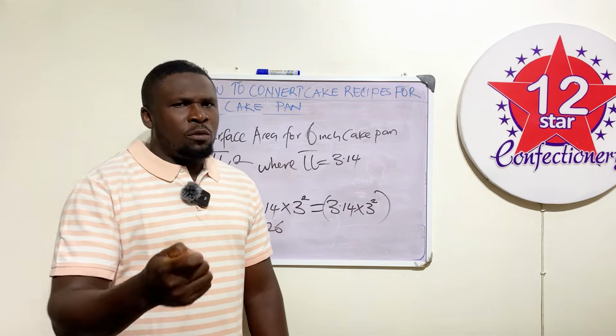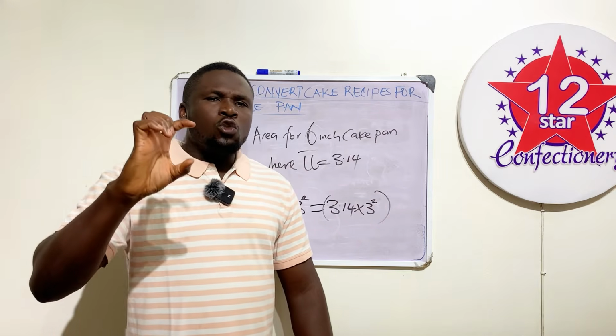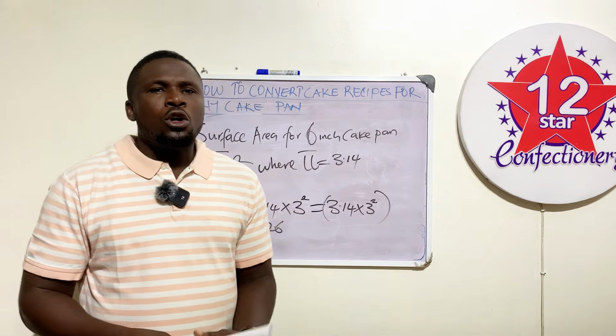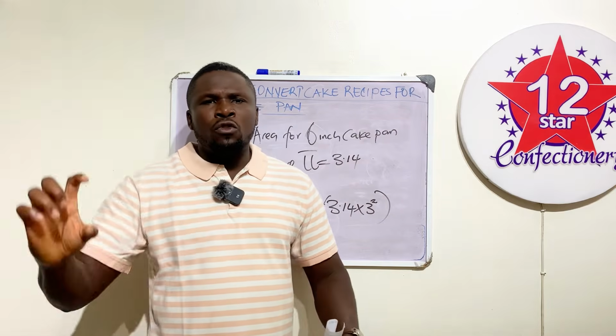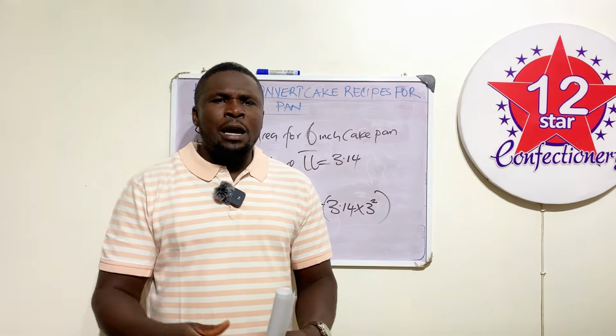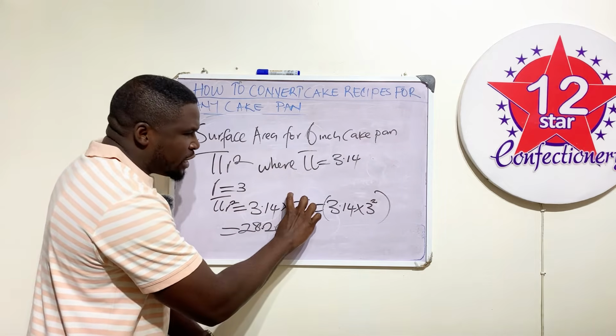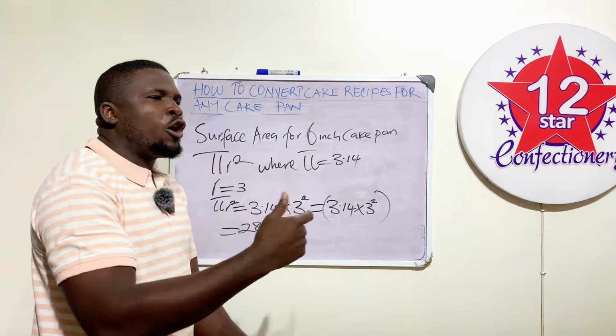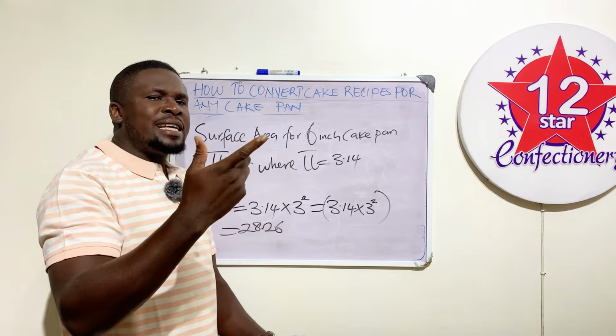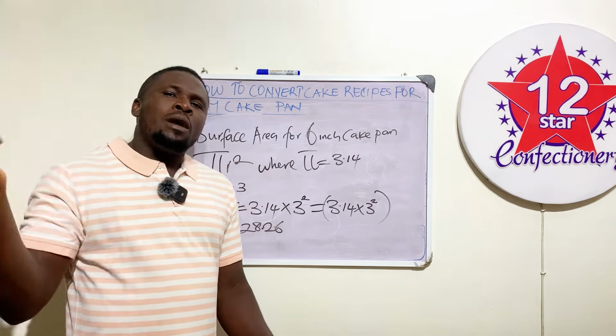When you impute it in the formula, you are going to get what we call adjustment amount. So the adjustment amount has its own formula. So in the formula of our adjustment amount, what you'll be imputing is your surface area of your 6 inches cake pan and the surface area of the desired pan that the customer called you to bake.